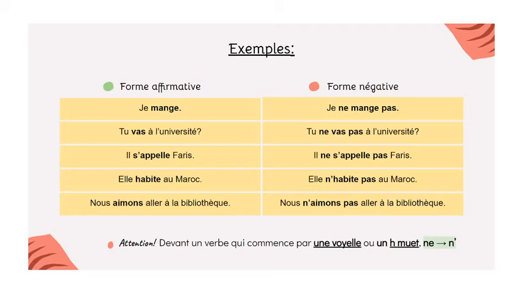Tu parles allemand. You speak German. So the examples you can see clearly there. Non, je ne parle pas allemand. Je parle anglais. Non, I don't speak German. I speak English.